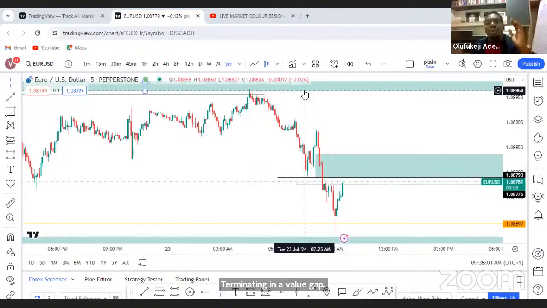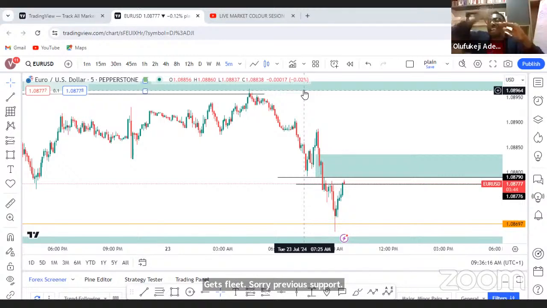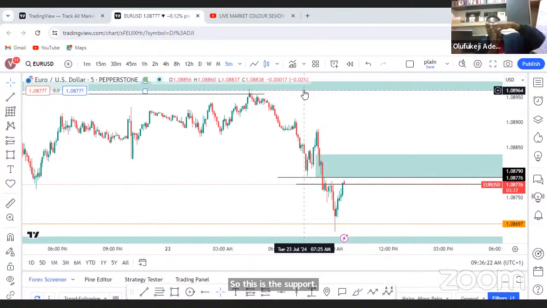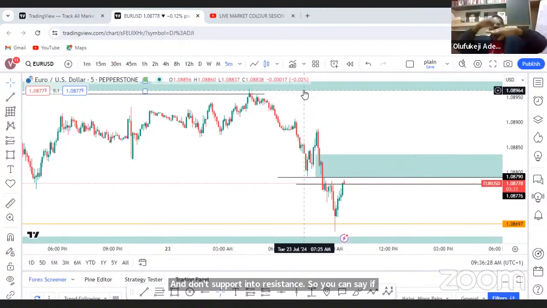Then you want to see your flip zone, where previous support gets flipped and becomes resistance if you are selling, or previous resistance gets flipped and becomes support if you are buying. So this is the support. Price breaks through it and turns support into resistance so you can sell. If you are buying, you want to see resistance. Price breaks above it and turns resistance to support, all right?